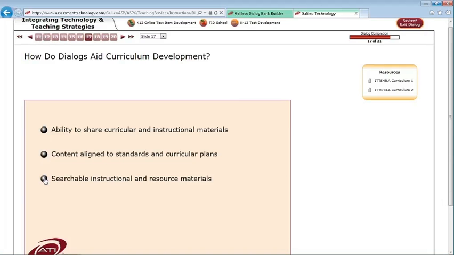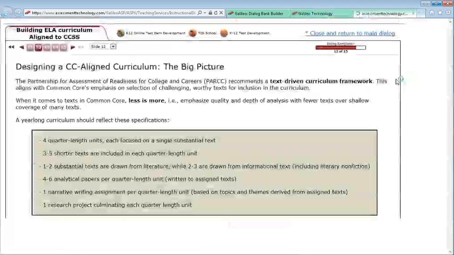The searchability I mentioned before, again, instructional and resource materials are accessible. Some of the resources that we build for dialogues and some of the resources that you'll build appear in a dialogue that you intend, but they can be repurposed multiple times, and we'll show you some examples in a later slide about how that works. The two links I have here are some guidance that we're providing, models that we're working on in designing curriculum. So, designing a Common Core aligned curriculum, again, just some guidelines.